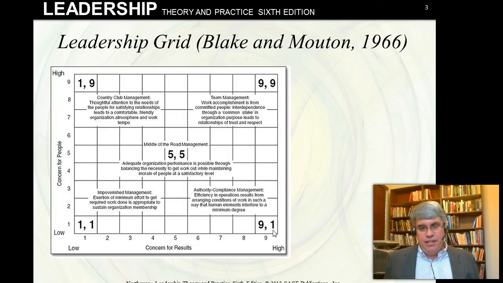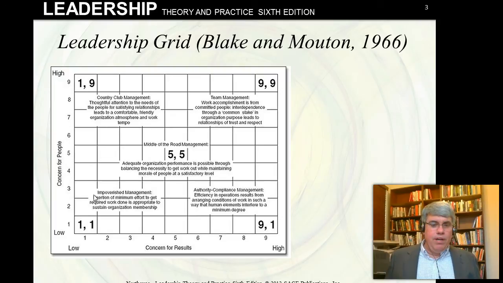The other end here is the authority compliance management. In this style of management, the manager is just concerned about getting the results. He or she will do anything that they can to get results. They're not concerned about relationships. They're not concerned about the workers. They're in charge, and they're going to do everything they can to get results. And as you can imagine, there are advantages and disadvantages to that style.